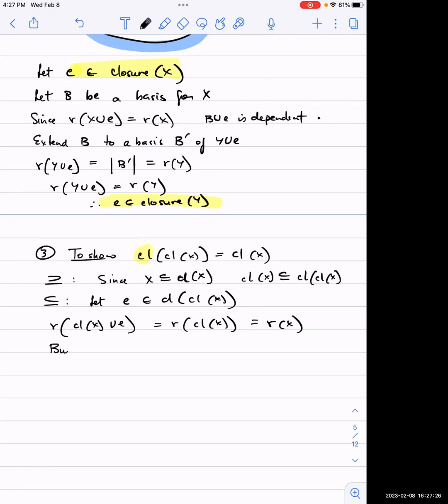But closure of X union E contains X union E, and that contains X, right? So rank of X union E is equal to rank of X. Therefore, E is in the closure of X.